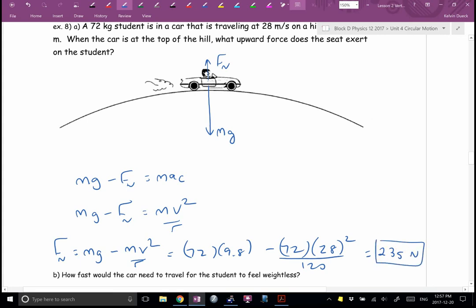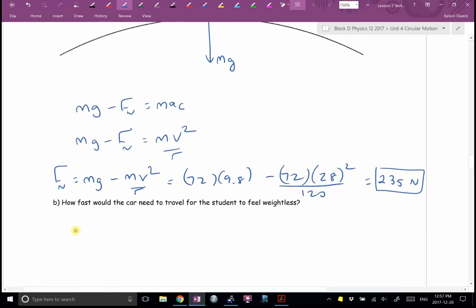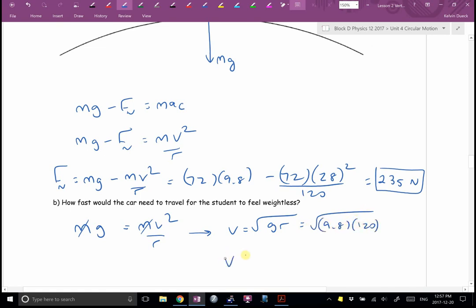B. How fast would the car need to travel for the student to feel weightless? Whenever I say feel weightless, what's that code for? Fn is zero. Oh, so we'll just get mg equals mv squared over r. This time the mass does cancel. And Caleb said, oh, we're getting square root of gr again. But now we're actually going to crunch it. 9.8 times 120 square root.